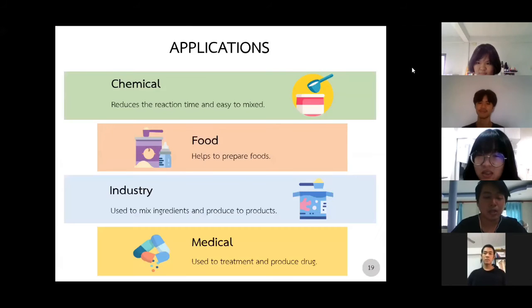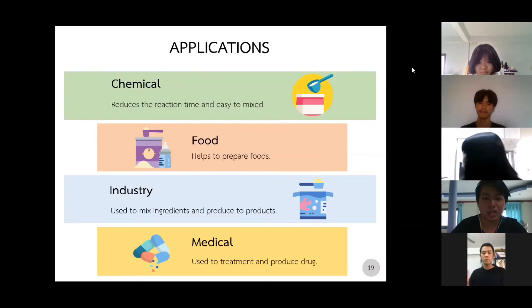Next, I'm going to talk about the application. Size reduction is used in many applications. For example, chemical: size reduction is very important for the chemical industry. Size reduction will reduce reaction time and make it easier to mix substances. Food: size reduction helps in preparing food, from the raw material, preparation, and production process to the product obtained, such as seasoning powder, milk powder, and spices.